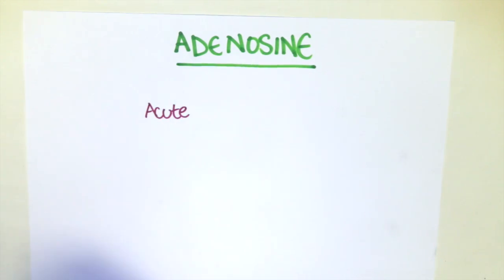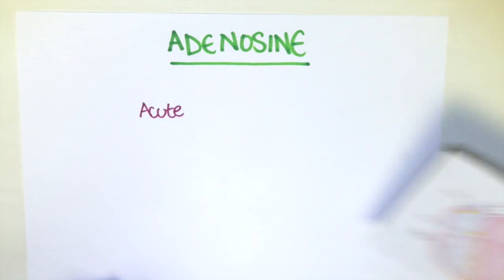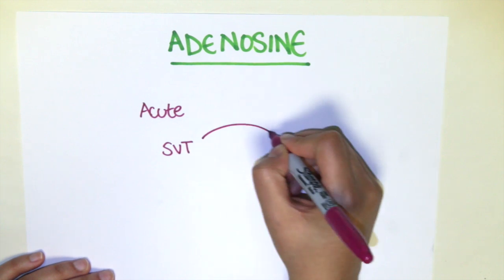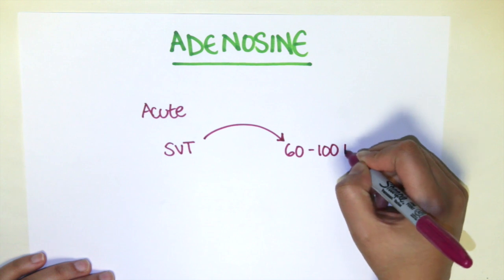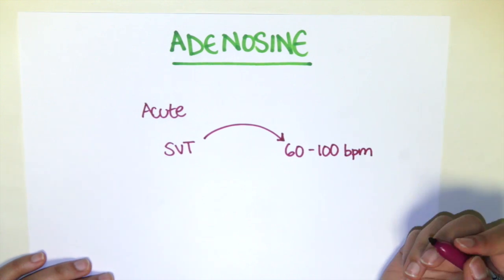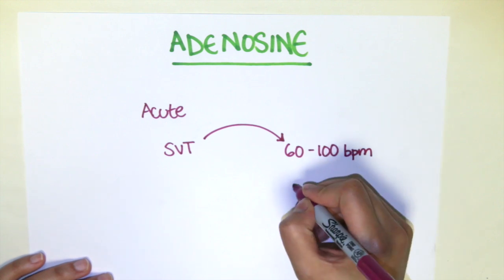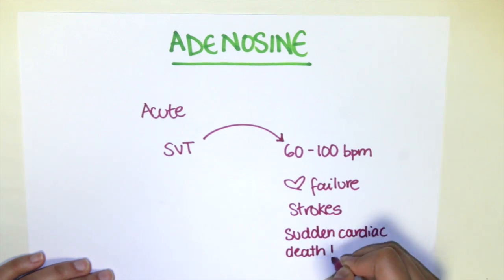Adenosine is often used in acute settings to allow patients with supraventricular tachycardias, so that's tachycardias that originate above the ventricles, to return to a normal heart rate, which is between 60 and 100 beats per minute. We need to do this because if someone's heart rate is consistently above 100, it can cause heart failure, strokes, or even sudden cardiac death.